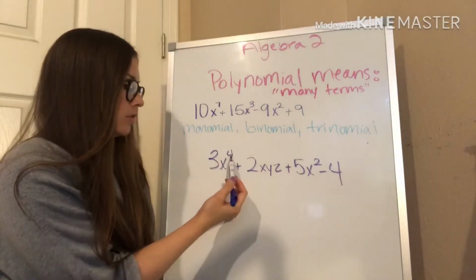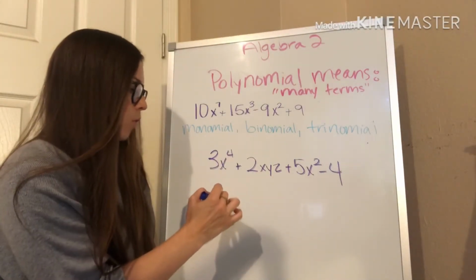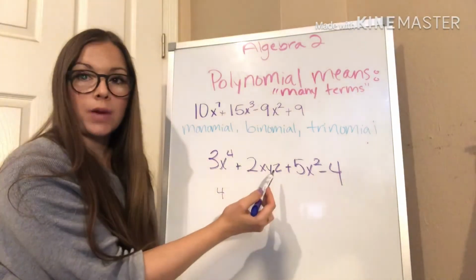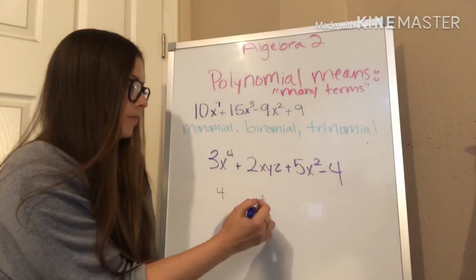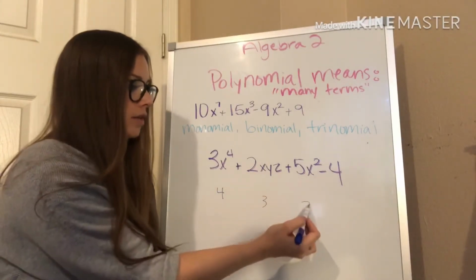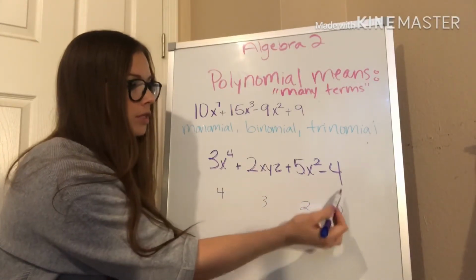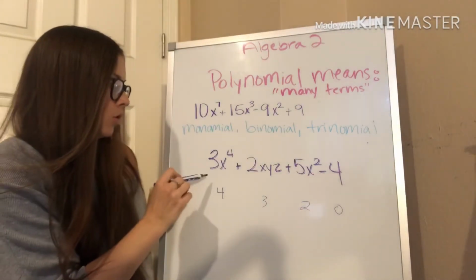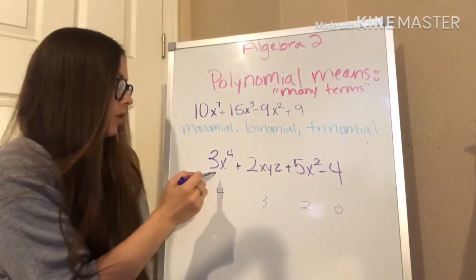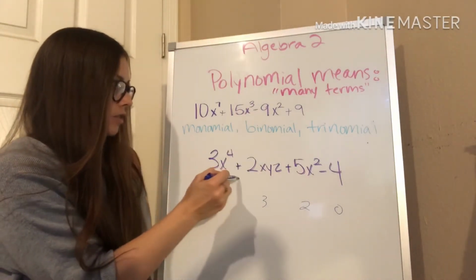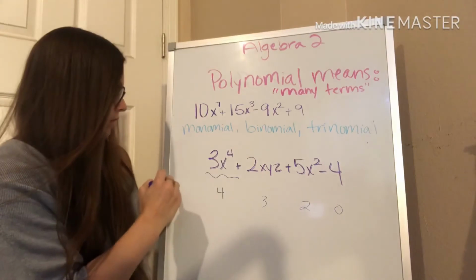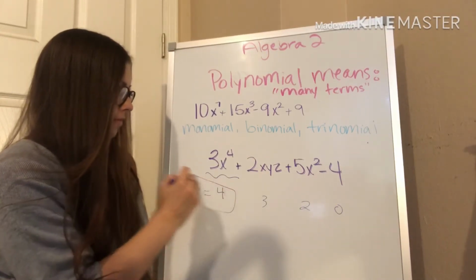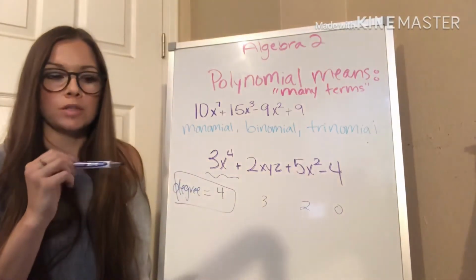So 3x to the 4th, that's 4. 2xyz, so each variable has a power of 1. So that's 1, 2, 3. 5x squared, that's 2. 4 is 0 because there's no power, there's no variable. Okay, so this is already written in standard form for you, so it will be pretty easy to see that this is the highest term. Its power is 4, so the degree of the polynomial is 4. Okay, so it's pretty simple.